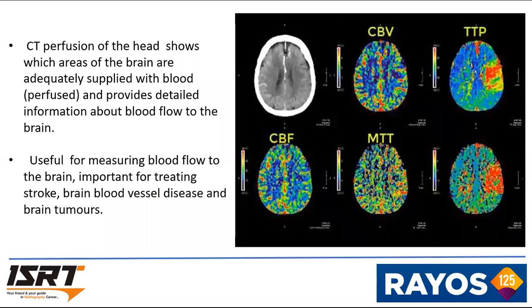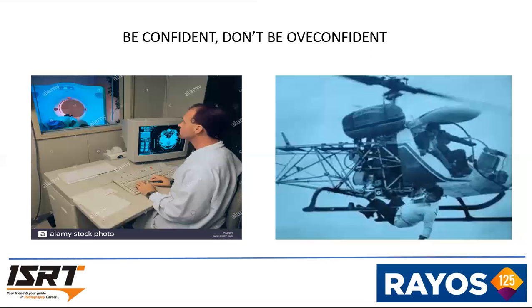And what is CT perfusion? CT perfusion of the head shows which areas of the brain are adequately supplied with blood and provides detailed information about blood flow to the brain. It is useful for measuring blood flow to the brain, important for treating stroke, brain blood vessel disease, and tumors. So CT perfusion is also another decisive imaging modality, helping patients very much.